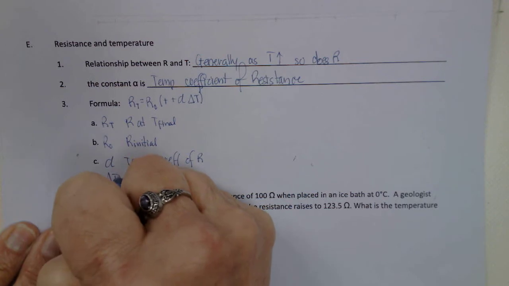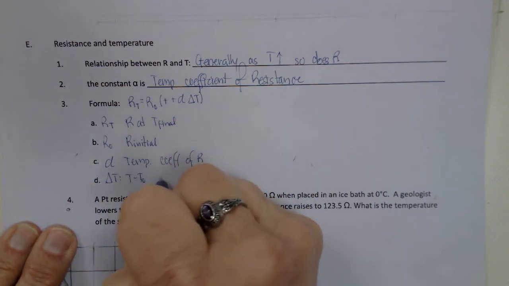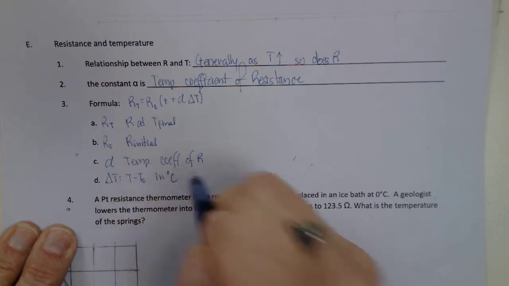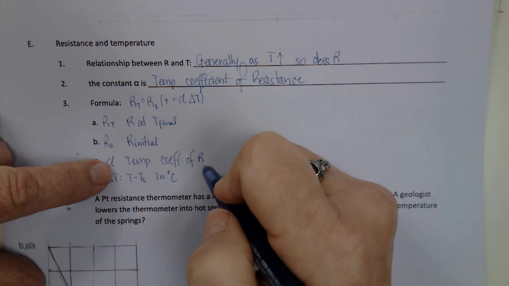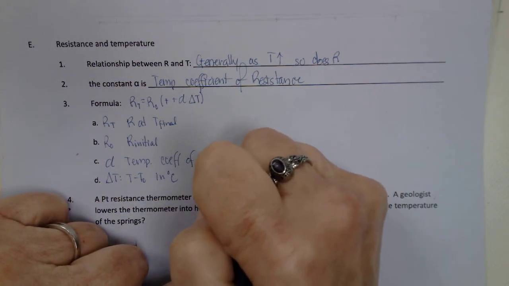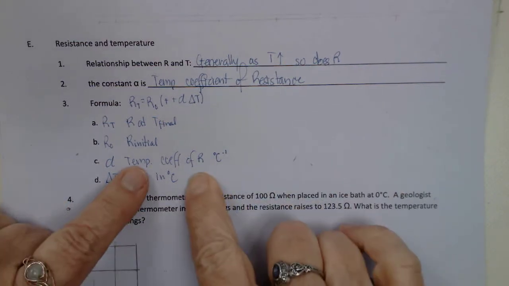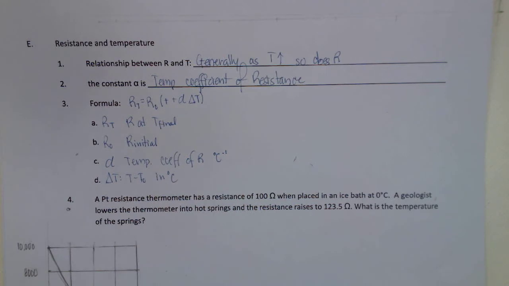And that delta T is T minus T naught, but it has to be in degrees Celsius. The reason it has to be in degrees Celsius is because the unit for my temperature coefficient of resistance is degrees Celsius to the -1. So these numbers were created based on Celsius degrees. They were measured based on Celsius degrees.